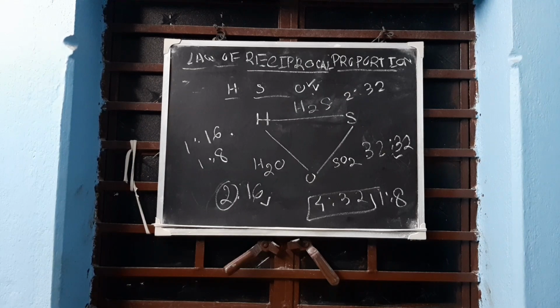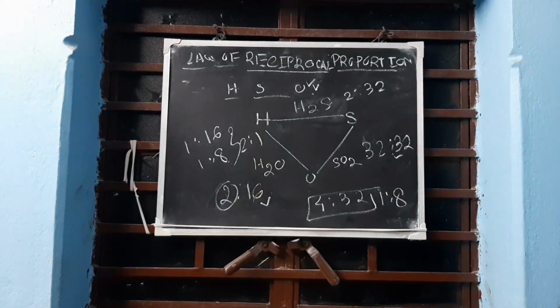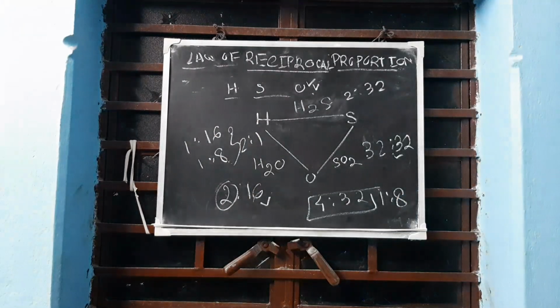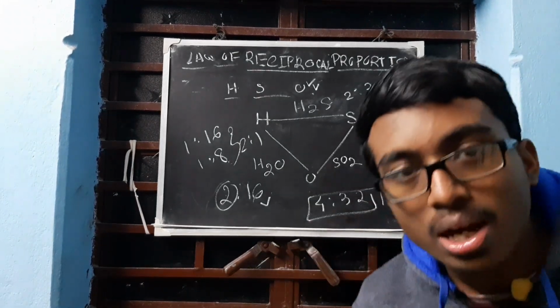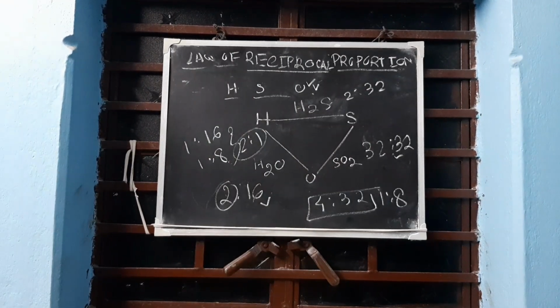Divide it. What will you get? 2 is to 1. Clear? 1 by 16 to 8, 2 is to 1. Understood? So 2 is to 1 is a simple whole number ratio. This is the law of reciprocal proportion.